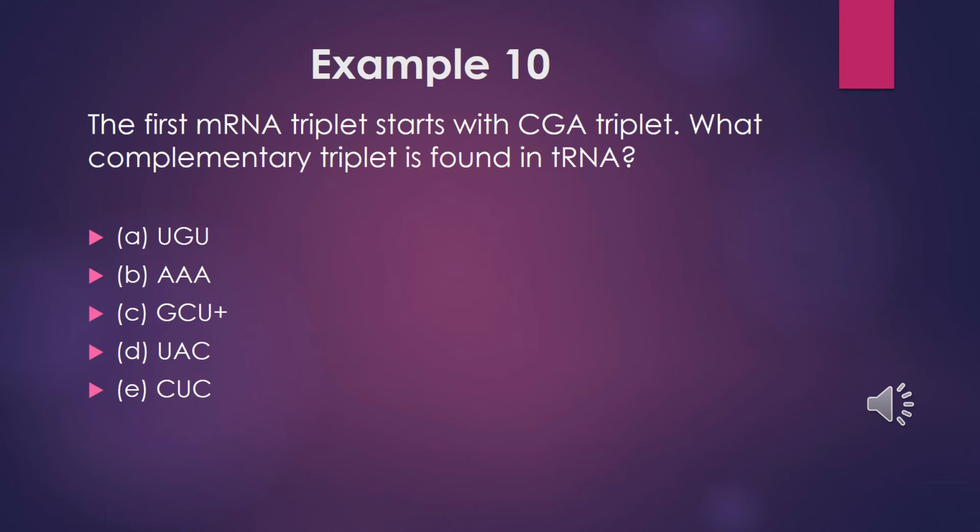Example number 10. This example asks about a complementary triplet, and the question shows answers about complementary pairs. You know G and C are complementary one to one, and A is complementary to T in DNA, but A is complementary to uracil in RNA. This question asks about tRNA. Here you see the correct answer.